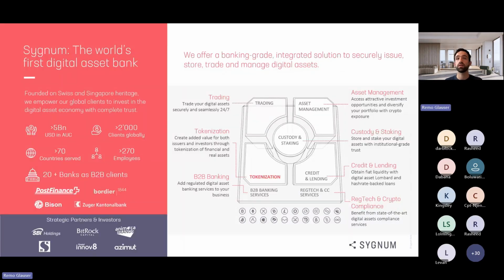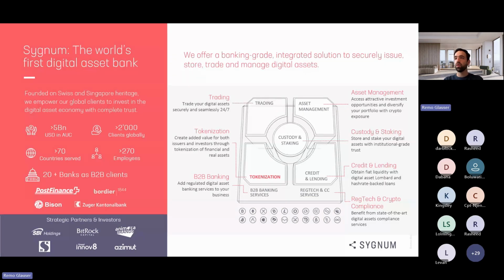This is for 5 billion in assets under management or custody in over 70 countries, really serving clients globally, with a focus on one hand, as already mentioned, on the really crypto native, but also the traditional players, enabling them to buy, sell, and own crypto, or actually in a B2B case, to bring digital assets to their end consumers.